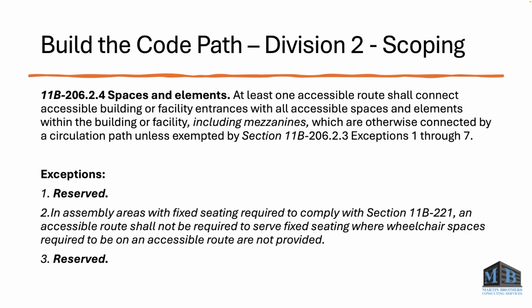There's some exceptions. Number 1 and 3 are not adopted by California. Number 2, in assembly areas with fixed seating required to comply with 11B 221, an accessible route shall not be required to serve fixed seating where wheelchair spaces required to be on an accessible route are not provided. Okay, so unless you're in an assembly area, not really relevant.